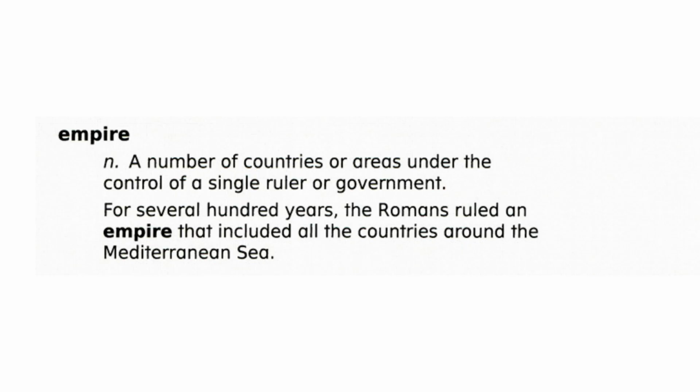Now let's review word meaning. Choose A or B. Each country in an empire, A, has its own government, or B, is under the control of the same government. If you said B, you are right. Countries in an empire are all ruled by the same government or leader.